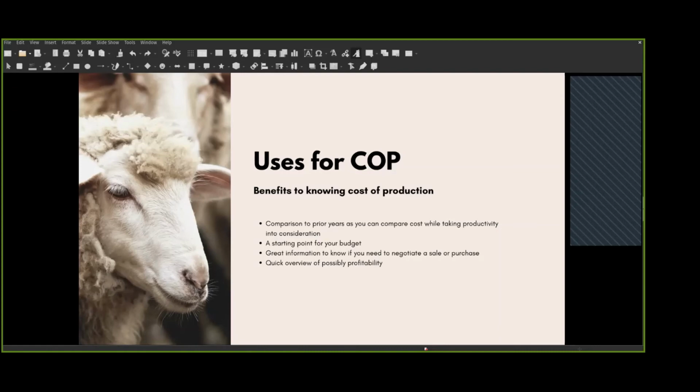I'm not going to go to somebody and try to buy their ewe lambs for $175 when realistically I should be paying probably $250, so I'm not lowballing them. Like, I know approximately what it costs to produce the lambs. And it gives you a quick overview of possible profitability. We all know how to log on to Sheep Farmers of Ontario's website with the marketing. Fairly easy calculation to figure out what the lamb price per pound is right now.